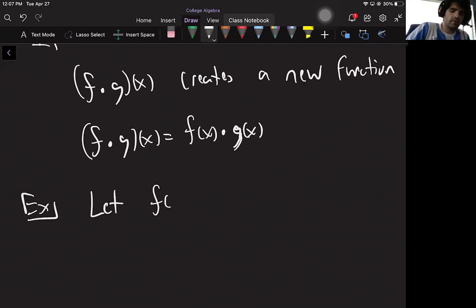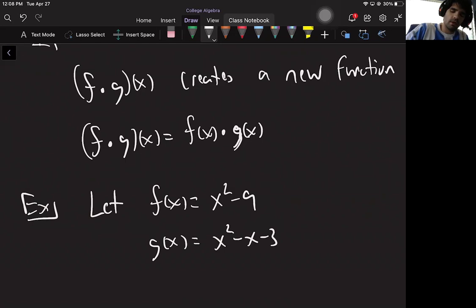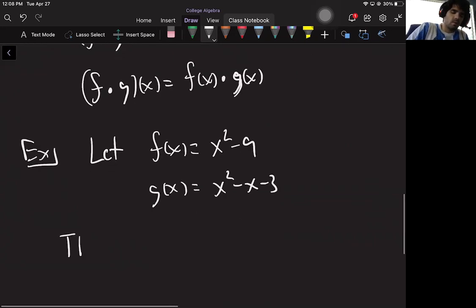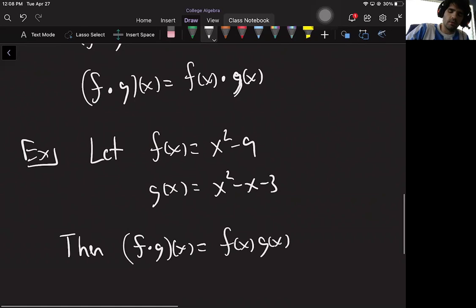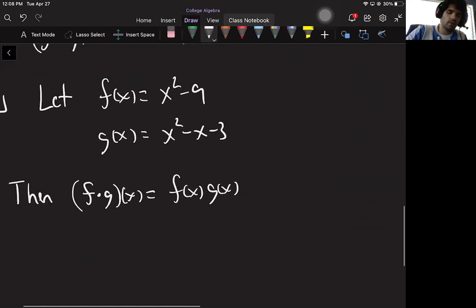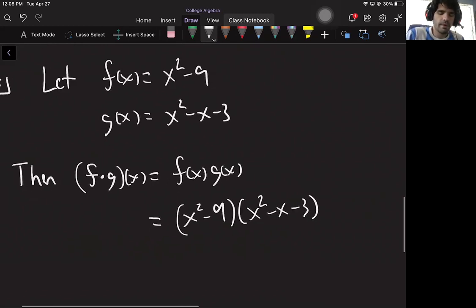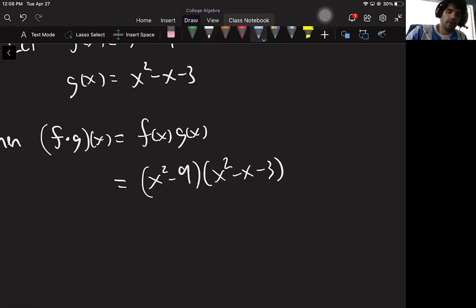So f of x will be x squared minus 9, g of x will be x squared minus x minus 3. So then if I want to figure out this new function created by multiplying my two functions that I have, all I got to do is multiply the two polynomials. So now we have lots of practice doing that. So let's do it. Okay. So we're going to multiply these out again, and we're going to keep seeing this pattern. So x squared is going to go into each one of these.